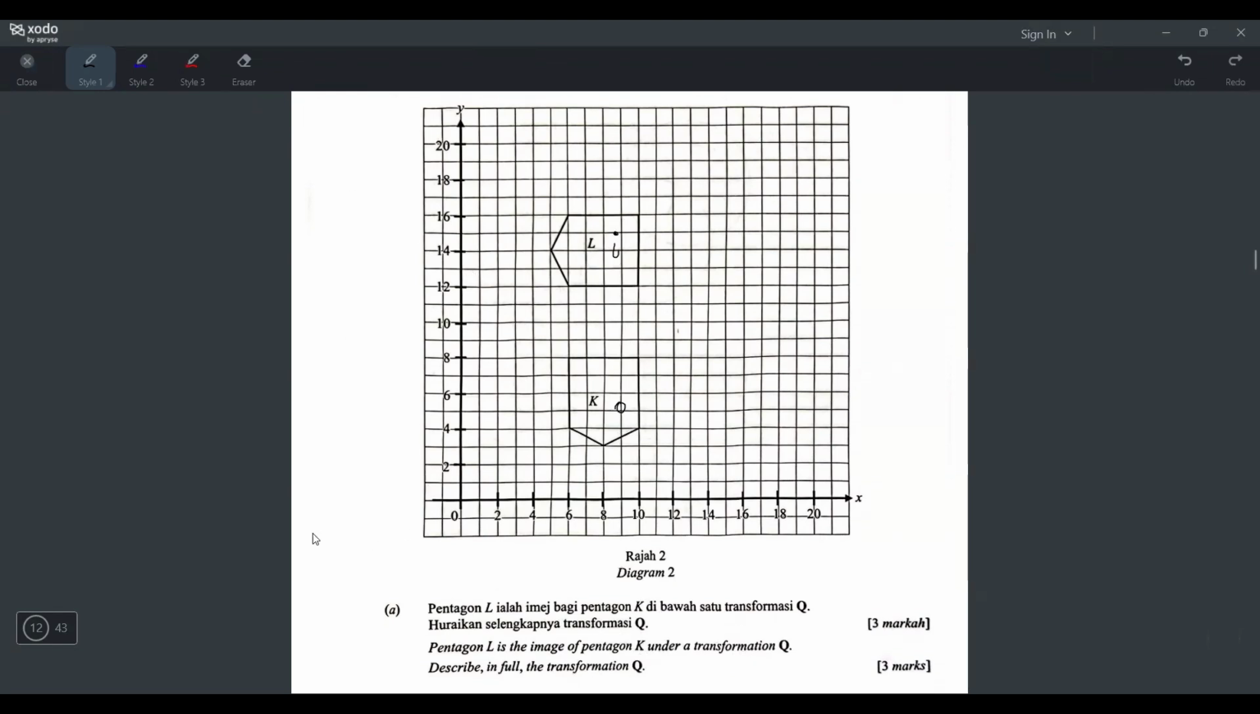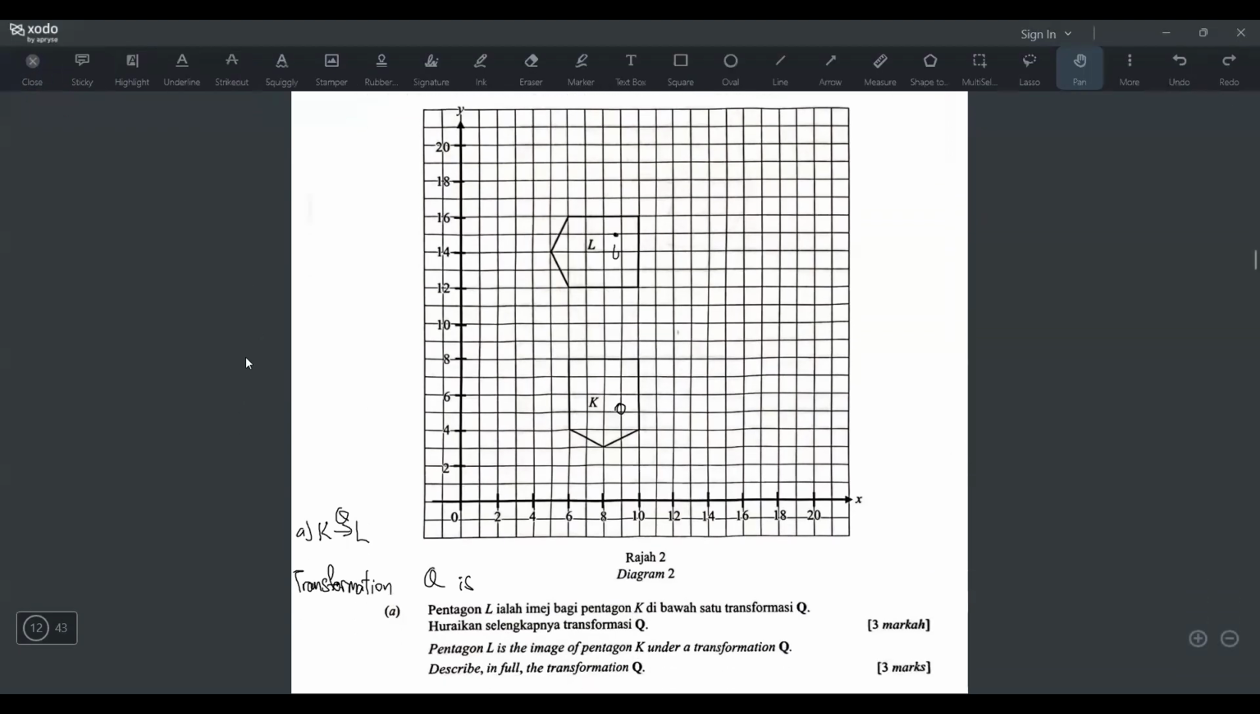Okay, for the working, I will do it here. So it means that you are going from K to L or L to K? K to L lah. Yeah, K to L, because K is object. So you start with K, and it has to be under transformation Q, and they want you to describe the full transformation Q, right? So I'll just write transformation Q is, and then I write whether it's translation or reflection or rotation or enlargement, right?